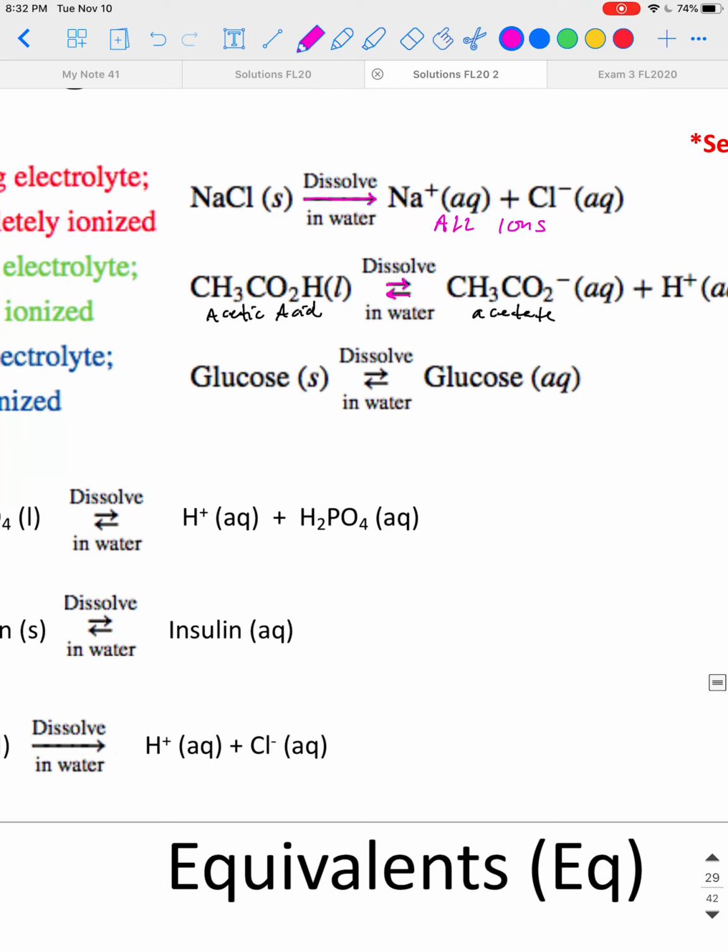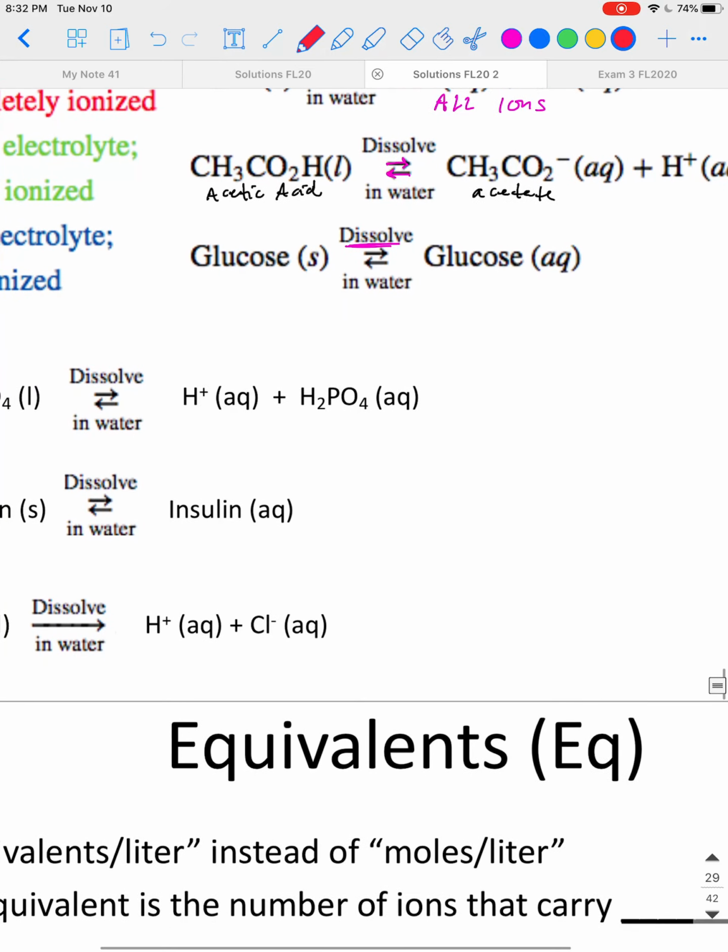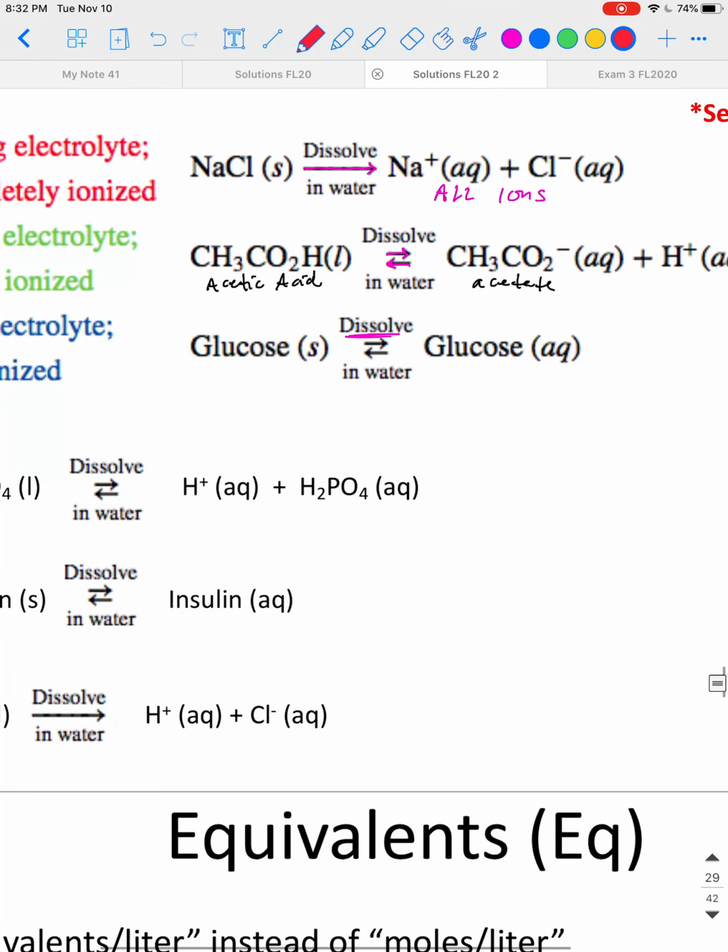That's a weak electrolyte. Now, a non-electrolyte is something that doesn't make ions. It will dissolve. Okay, it will dissolve. Glucose, if you have a big solid piece of glucose, let's say we have a bunch of glucose molecules. I'm going to draw a picture of this. All these little red spheres are glucose, and as a solid, we know this is how a solid looks. All of the particles just arranged together.